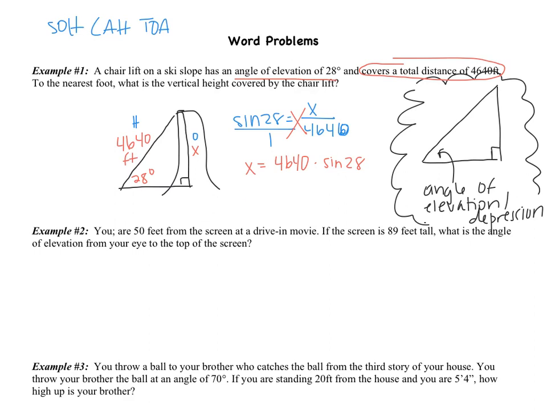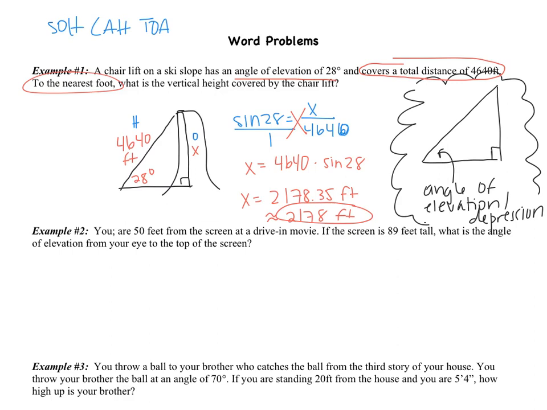When you do that, you get your answer to be 2,178.35 feet. Now the question says to the nearest foot, so we're going to round that to about 2,178 feet. So when you take this chairlift from where you start at the bottom of the hill to the top of the chairlift, you're going to have risen 2,178 feet in elevation. Okay, so let's do another problem.